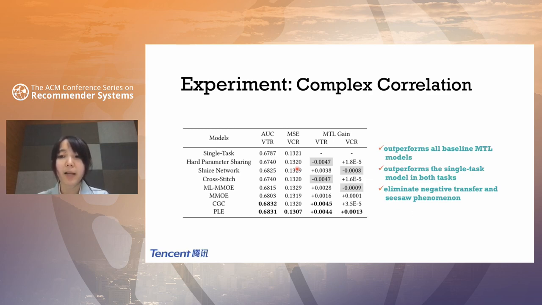Due to the complex correlation between these 2 tasks, we observe a clear seesaw phenomenon with the zigzag shaded negative MTL gains. As we can see at the bottom line, our PLE model achieves a double positive MTL gain and significantly outperforms other models and the single task model as well. Therefore, PLE eliminates negative transfer and seesaw phenomena successfully.